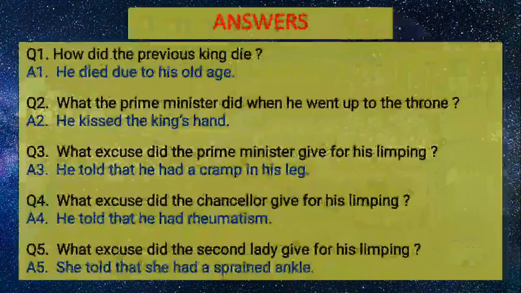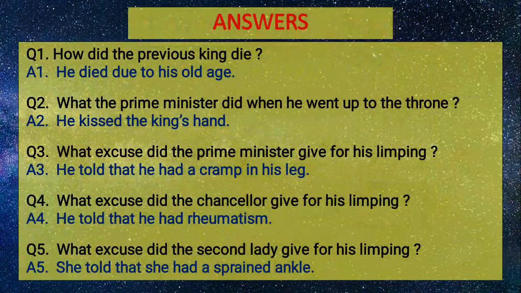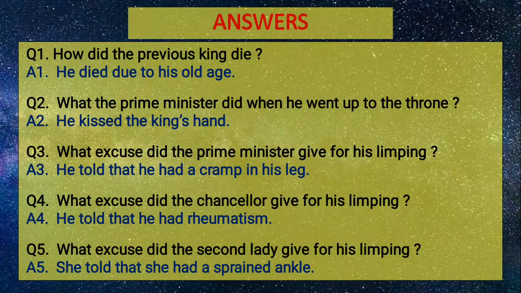Here are the answers. How did the previous king die? Yes, he died due to his old age, right? Next is, what did the Prime Minister do when he went up to the throne? He kissed the king's hand. Next question, what excuse did the Prime Minister give for his limping? And its answer is, he told that he had a cramp in his leg.